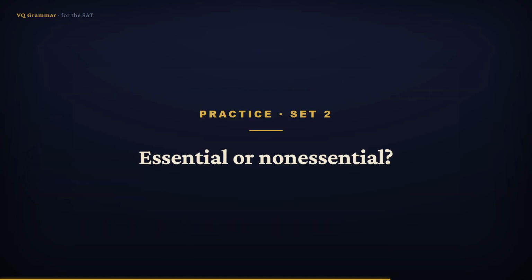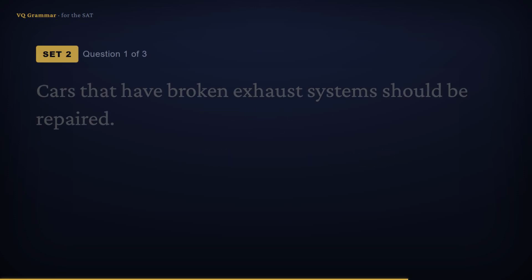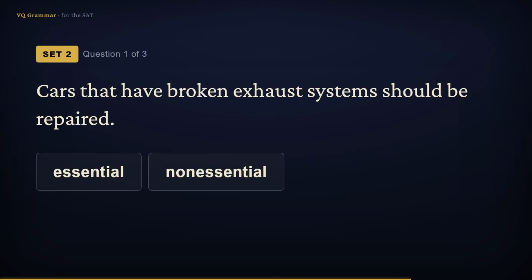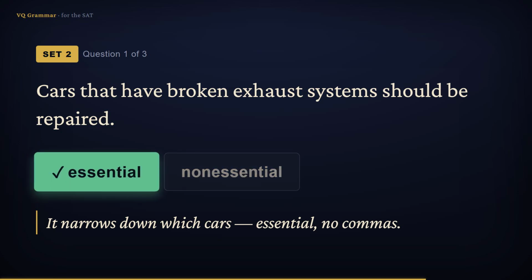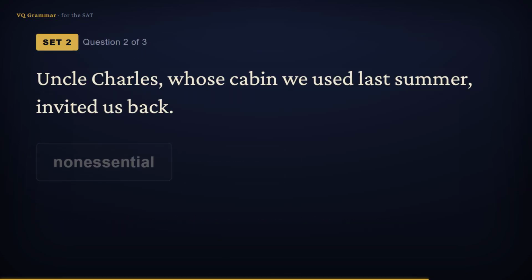Now decide whether each adjective clause is essential, needed and comma-free, or non-essential, extra, and set off by commas. Try the removal test and pause before I answer. Cars that have broken exhaust systems should be repaired. The clause narrows down which cars, only the ones with broken systems. Remove it and the meaning changes, so it's essential.